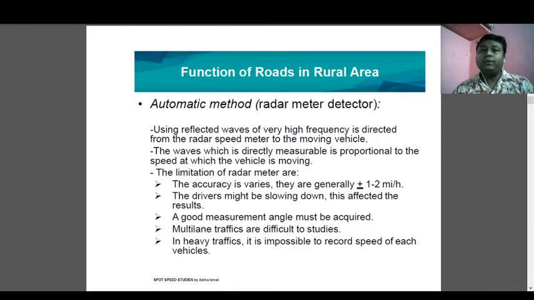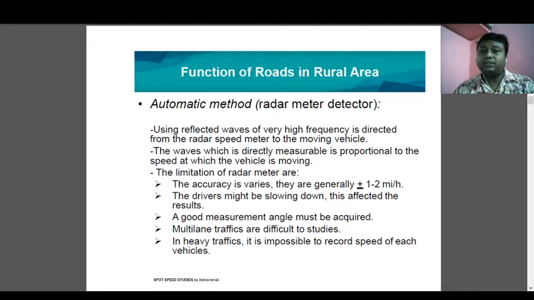Next, the automated method. What is the automated method? This is also known as the radar detector method. Reflected waves of very high frequency are directed from the radar speed meter to the moving vehicles. The change in the waves is directly proportional to the speed at which the vehicle is moving.